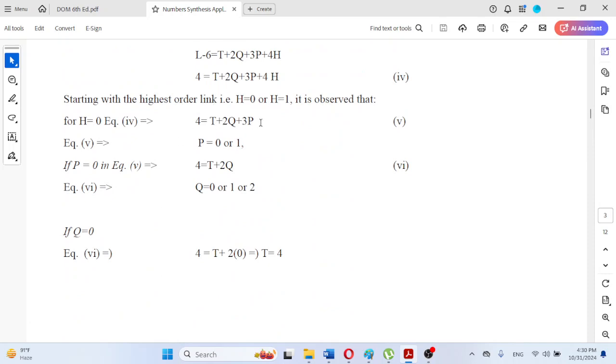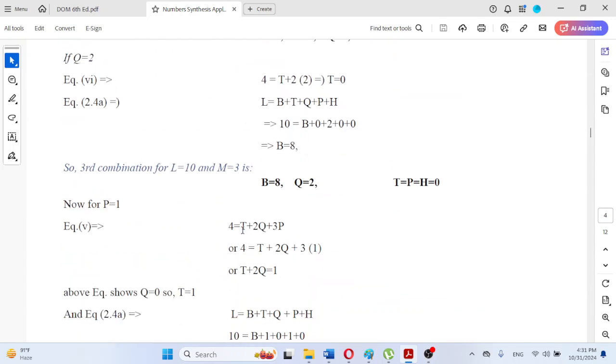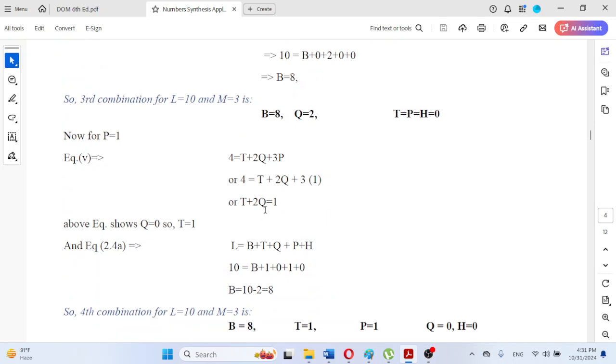If P is equal to 1, so that means T plus 2Q plus 3, so 4 minus 3 will be equal to 1. So T plus 2Q will be equal to 4 minus 3, which means 1. So here, as we can observe, T plus 2Q is equal to 1. So again, the procedure is similar when T plus 2Q is equal to 1.